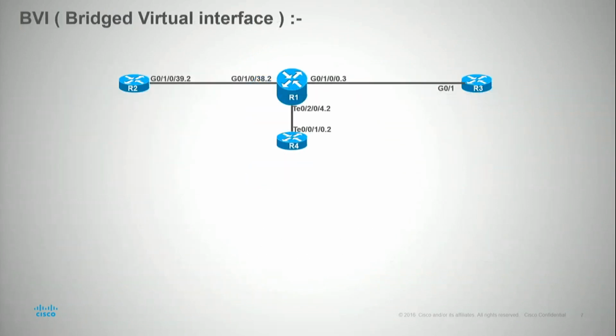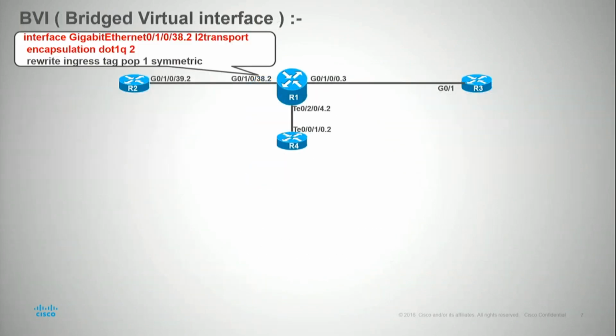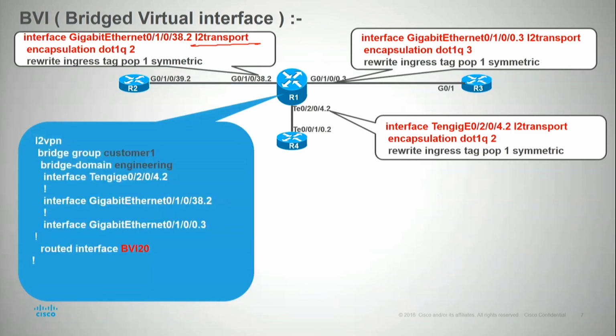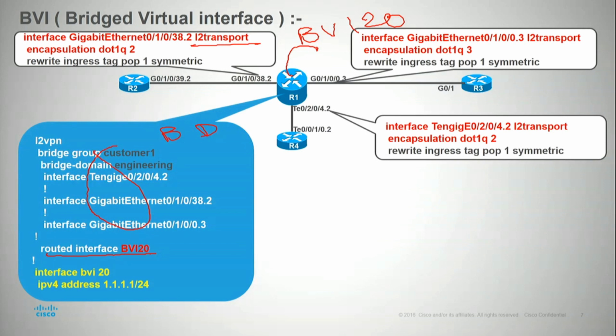Here is the sample configuration for the BVI. The interface configurations are almost similar to the earlier bridge domain configuration. This is the bridge domain configuration, same as earlier, and under that bridge domain we have called the routed interface BVI 20. So we can see here it's BVI 20, and here is the BVI 20 configuration.